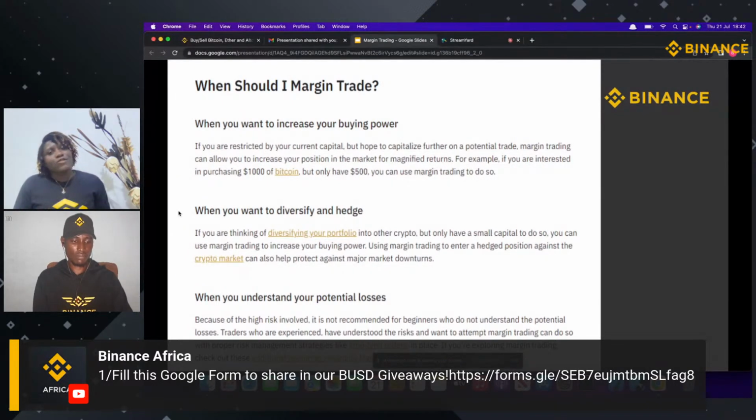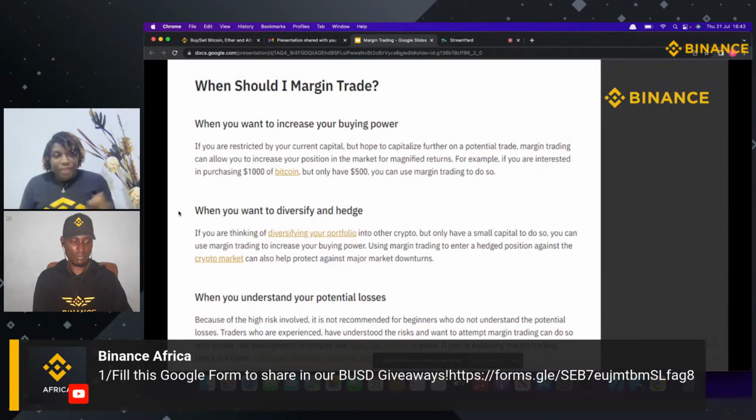Now, another thing is if you want to diversify, so you want to maybe introduce another coin or token in your portfolio, but you do not have enough funds to do that, you can actually use margin trading. And in instances where the market is going down, you can also use margin trading to hedge against the downturn in the market. So that is a very smart way of hedging against any downturns in the market.